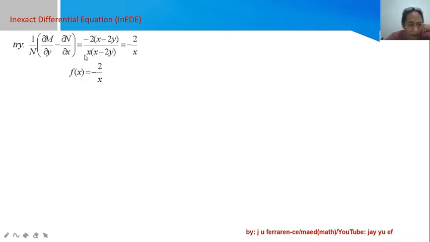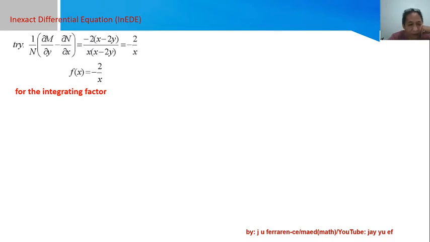The function must be purely x. If you arrive with a constant and we are expecting a function in x, that constant will be considered as a function in x. Just in case, when you divide and the resulting expression is just a constant, then we are expecting that the result is a function of x, so treat it as a function in x. Now I can proceed with the IF.